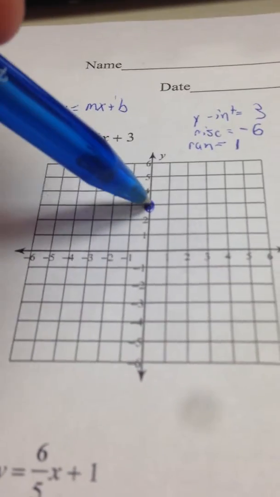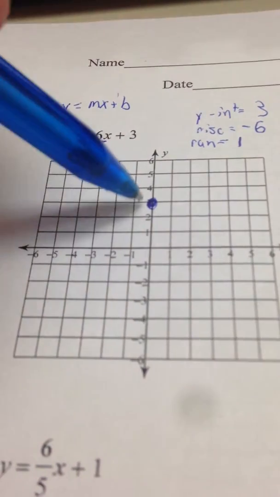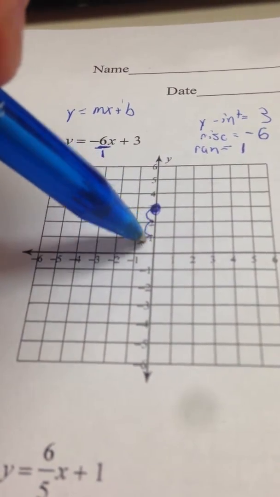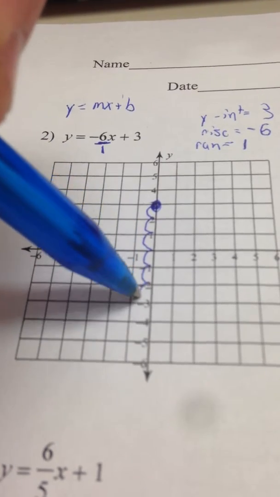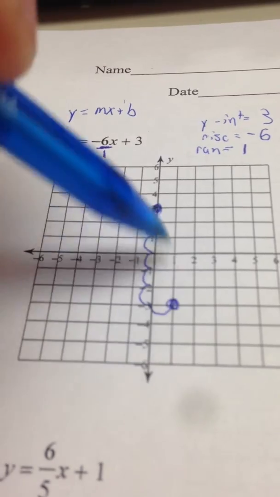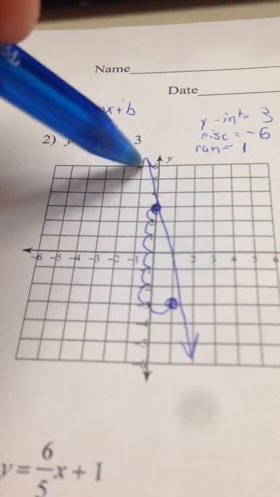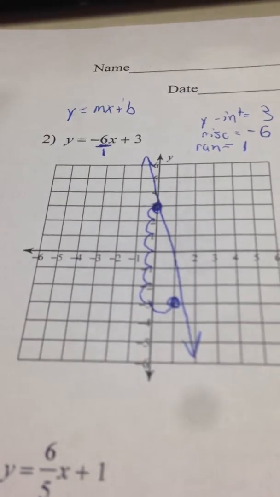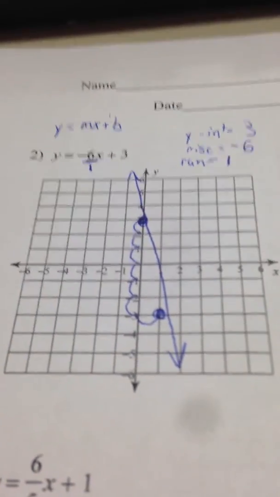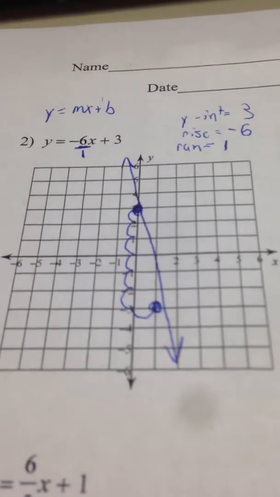So now I'm going to take my point. Instead of rising 6, I have to rise -6, which means I go down 6. And then I will run 1, and I will plot a point. 2 points, draw a line. That is a terrible line. I'm sorry, but I just want to get you a video so you can see it really quickly, okay? Almost all the problems you can do like this. There are 2 special cases.